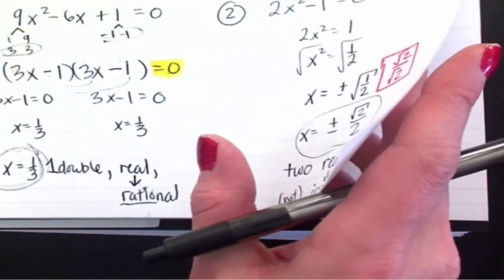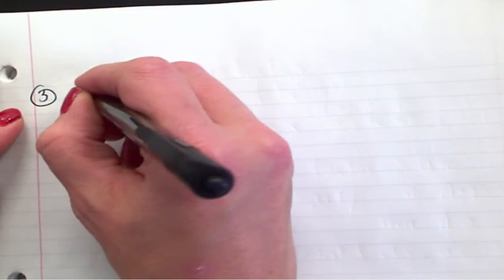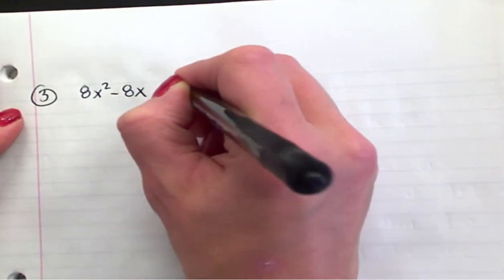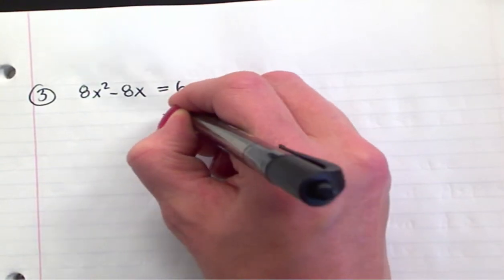Let's do a few more. Number 3. 8x squared minus 8x equals 6. Okay. Flowchart. Is there one x? No. Can you factor it? Hopefully, yes. Try it. Now, keep in mind, if you're trying to factor, you might want to put that whole quadratic on one side.